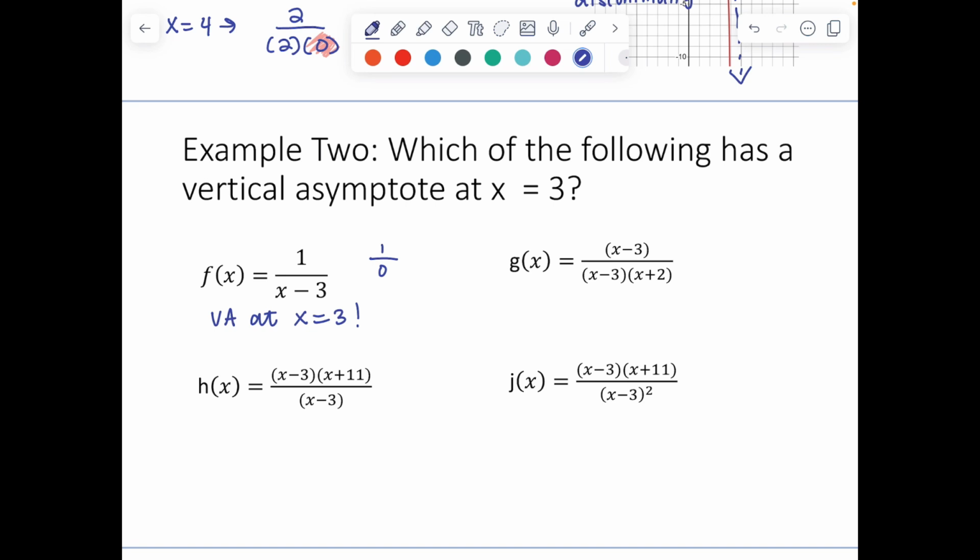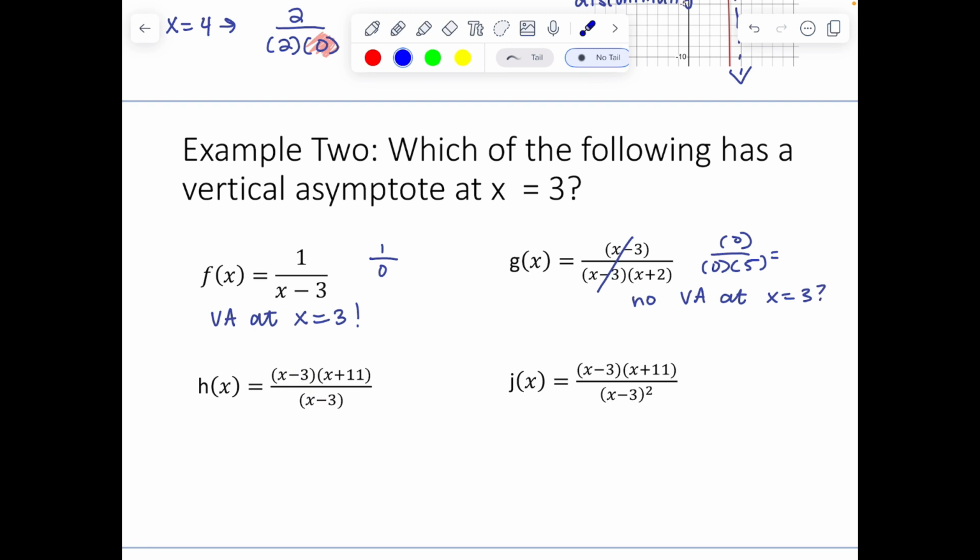This next one, if I were to plug in 3, I would get 0 over 0 times 5, aka we'd have 0 over 0. But because the numerator is 0, this essentially gets removed. And so there's no VA at x equals 3, because while the denominator has a 0, the numerator does too. But this is just asking at x equals 3, and there would be a vertical asymptote at x equals negative 2.